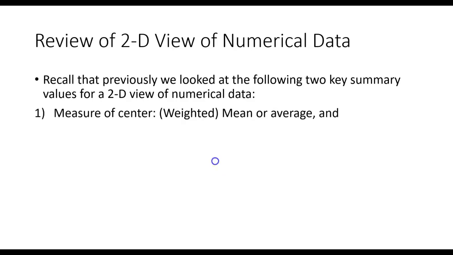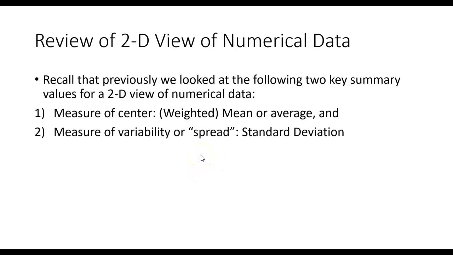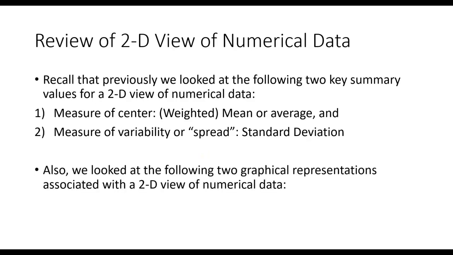Recall that previously we looked at the following two key summary values for a two-dimensional view of numerical data. First, we looked at the measure of center, known as the weighted mean or average, and secondly, we looked at the measure of variability or spread, known as the standard deviation. Also, we looked at the following two graphical representations associated with a 2D view of numerical data. First, we looked at dot plots, and then secondly, we looked at histograms.